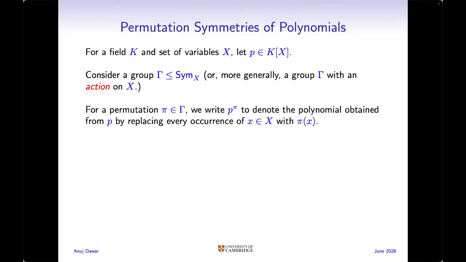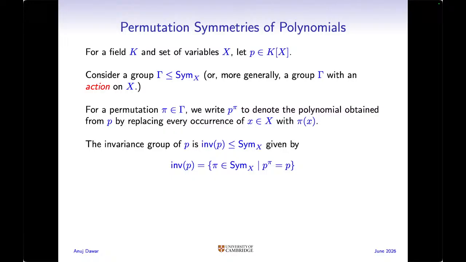So, for a permutation pi on the variables, I write p^pi to denote the polynomial you get by replacing all occurrences of a variable x in p by pi(x). So we have a permutation of the variables. It induces a permutation action on the space of polynomials, and that's how I denote it. So any polynomial has an invariance group, which is some group of Sym(x), namely those permutations which don't change the polynomial at all, right? So those permutations for which p^pi is equal to p.